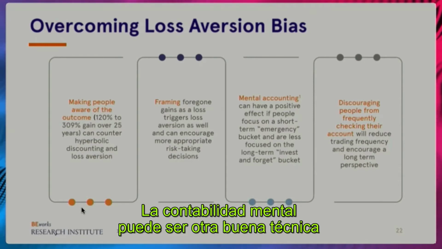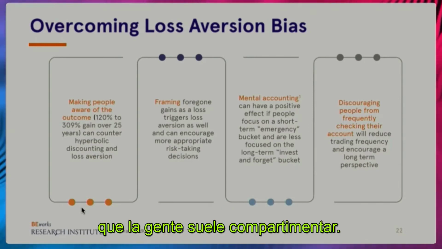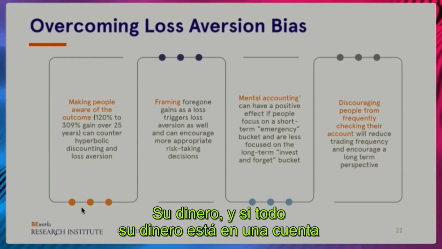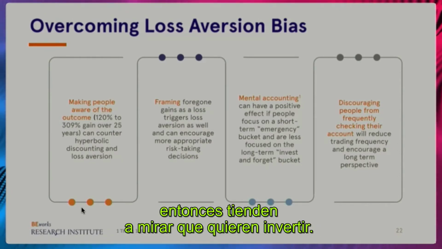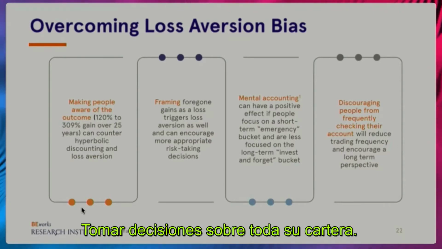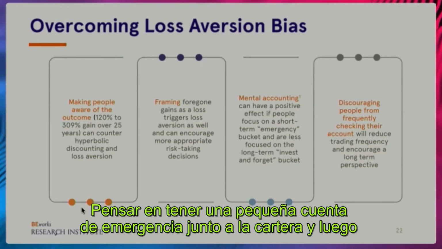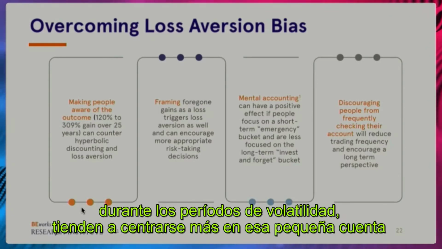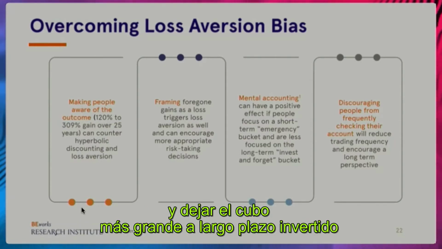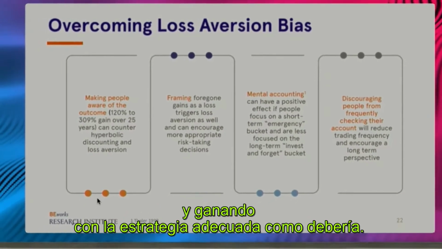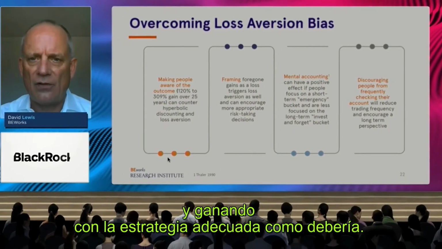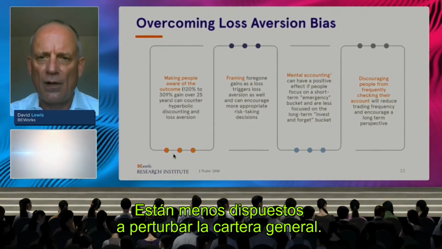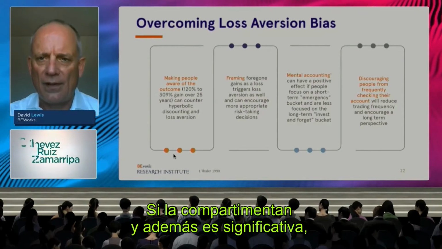Mental accounting can be another good technique. People often compartmentalize their money. And if all their money is in one account and they tend to look at it, they'll want to invest and make decisions on their entire portfolio. Think about having a small emergency account beside the portfolio. And then during periods of volatility, they tend to focus more on that small account and leave the larger, longer term bucket invested and earning with the appropriate strategy as it should. They're less willing to disturb the overall portfolio if they compartmentalize it.